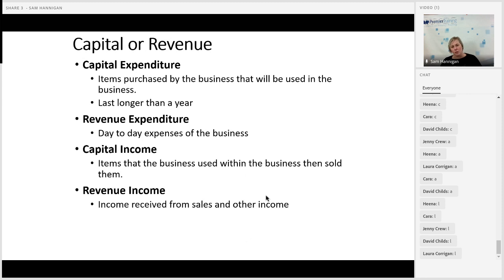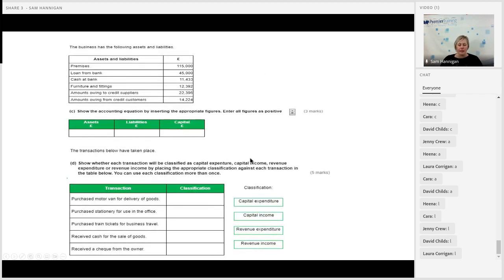So really think about that as we start going on. Okay then, here's an old style exam question. I've seen similar questions in the new Q22. So this is a knowledge thing. Assets, liabilities, capital. You've got to decide from here which is an asset and which is a liability, and once you've worked that out, you can work out the capital. So your premises are an asset, loan from bank is a liability, cash at bank is an asset, furniture and fittings, asset, money that we owe to credit suppliers is a liability, and money that customers owe us is an asset.